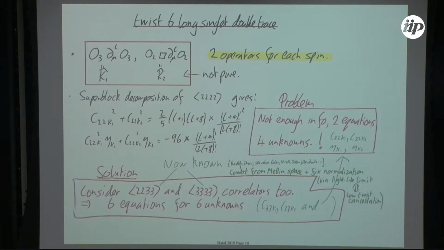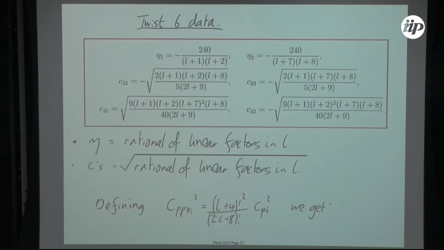But that extra information comes naturally from looking at 2233 and 3333 correlators. Then we get 6 equations for 6 unknowns. Because, of course, we get 2 extra unknowns, the 3 OPE coefficients, but we've got extra equations. So you end up with 6 equations, 6 unknowns. It's a perfect system with a unique solution. Well, unique up to signs because of the square roots. And this is the solution.